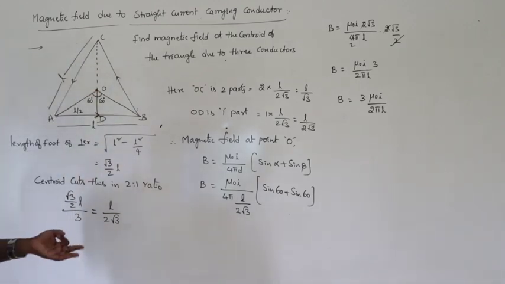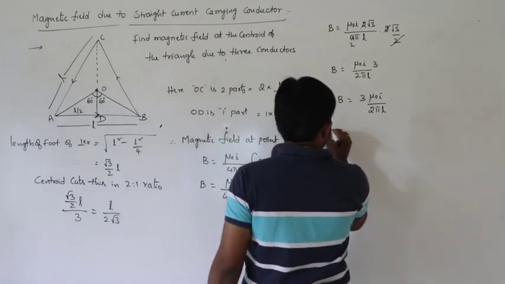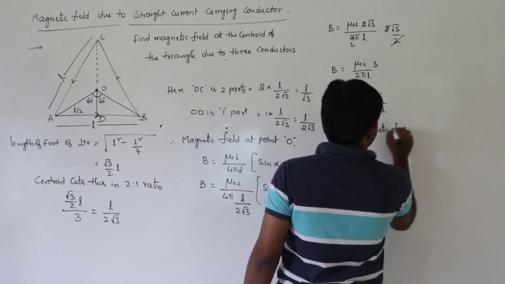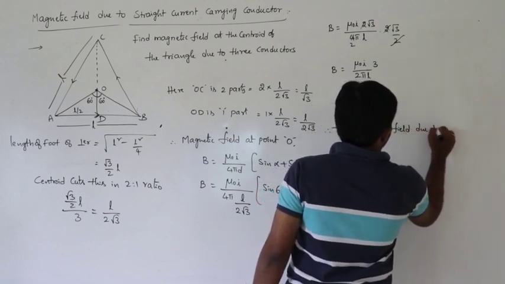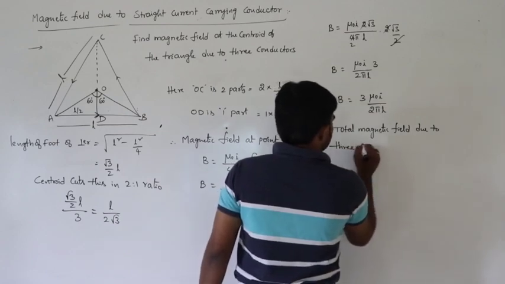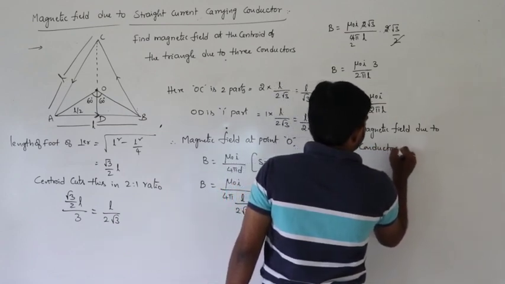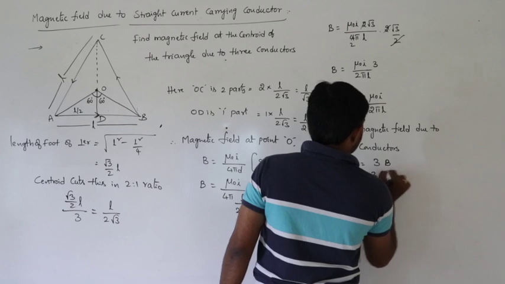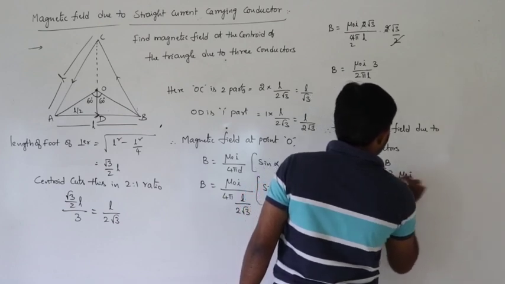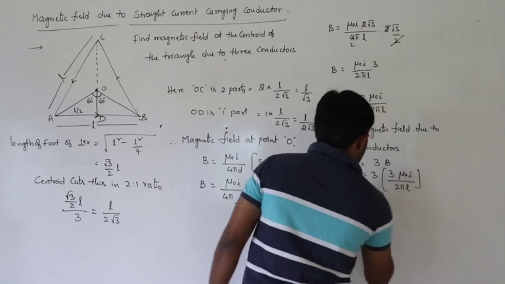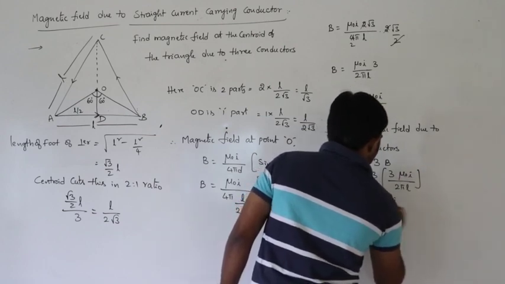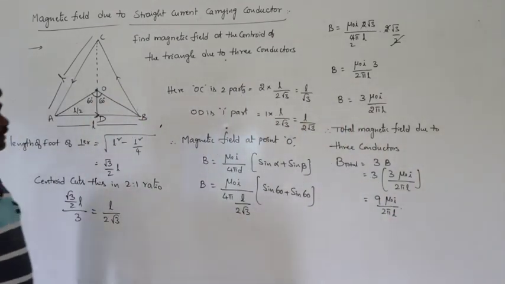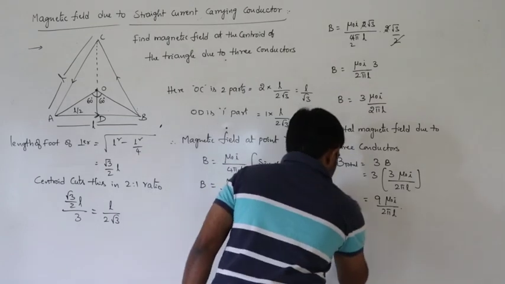How many conductors do we have? 3 conductors. So therefore, the total magnetic field due to 3 conductors. B total is equal to 3 into B, so 3 into 3 mu naught I by 2 pi L. So that is equal to 9 mu naught I by 2 pi L. That is the total magnetic field due to the current carrying conductors.